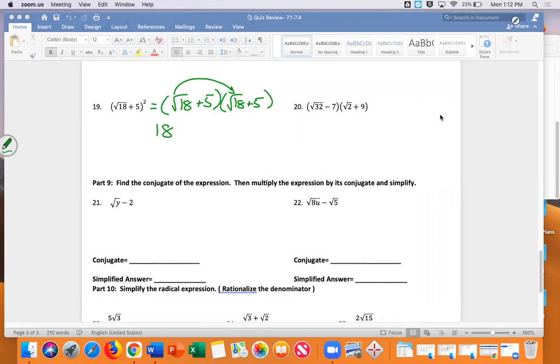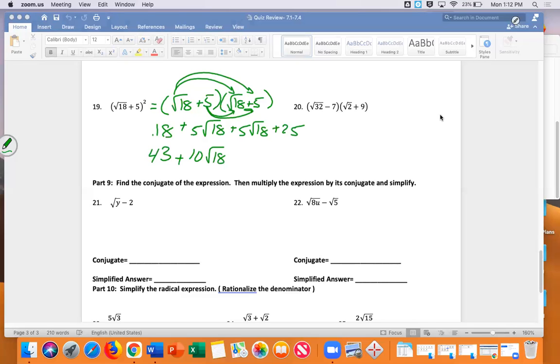So we have 18. Now I have root 18 times 5. That's 5 root 18. Now I have 5 times root 18. That's another 5 root 18. And then I have 5 times 5. That's 25. Sarah, do you see how I did that through FOIL? So now I got to clean this up. I have 25 and 18. That's 43. Plus 10 root 18.